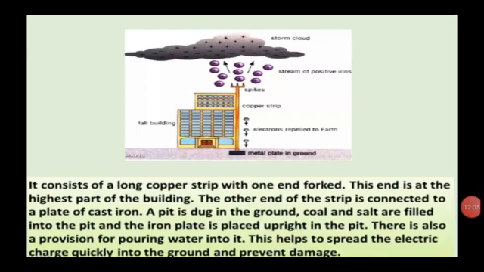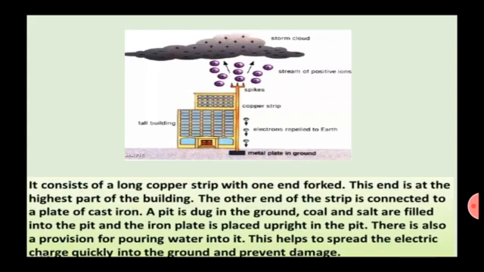Whenever an electrically charged cloud passes over the building, the electric charges flowing toward the building are conducted into the ground through the copper strip and damage to the building is prevented. When such a lightning conductor earthing is fixed on a tall building, the surrounding area is also protected from lightning. The lightning conductor is a device made of copper and used for protection from a lightning strike.